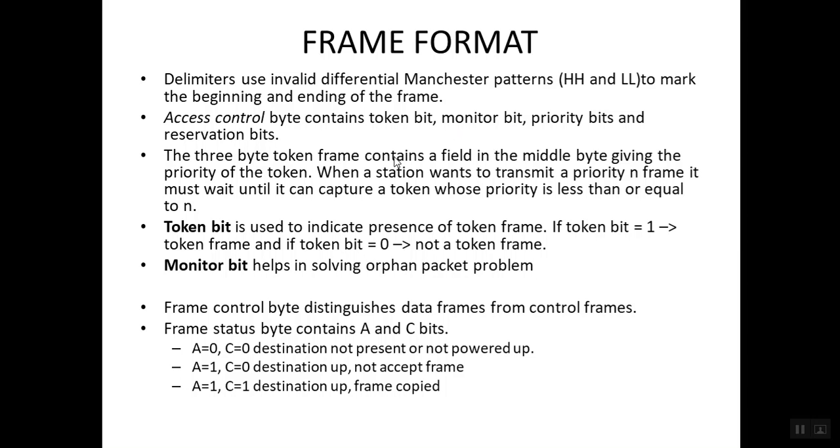So this AC, the access control byte, contains a token bit. Hence, the access control byte of the token includes the priority of the token. The priority of the token can be known by looking at the access control field of a token.